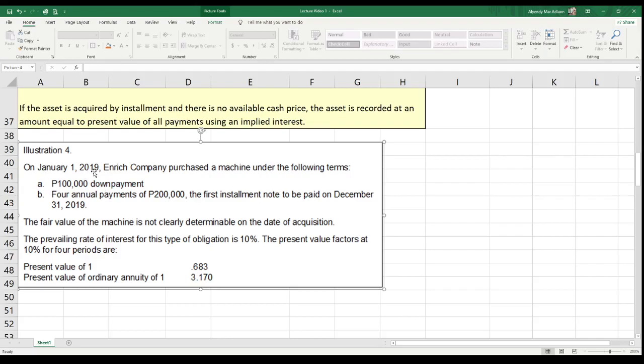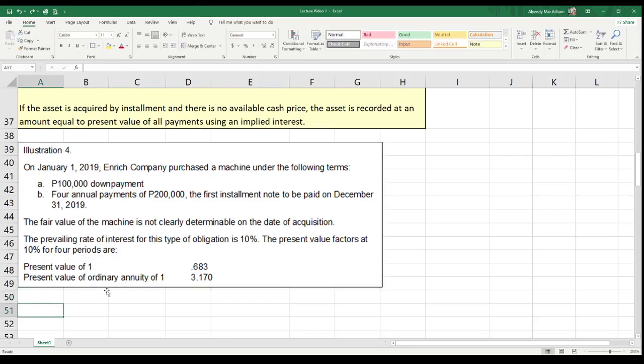On January 1, 2019, Enrich Company purchased a machine under the following terms: 100,000 down payment, and 4 annual installment payments of 200,000, the first installment note to be paid on December 31, 2019. The fair value of the machine is not clearly determinable on the date of acquisition. The prevailing rate of interest for this type of obligation is 10%, and the present value factors at 10% for 4 periods are 0.683 for the present value of 1 and 3.170 for the present value of an ordinary annuity of 1.